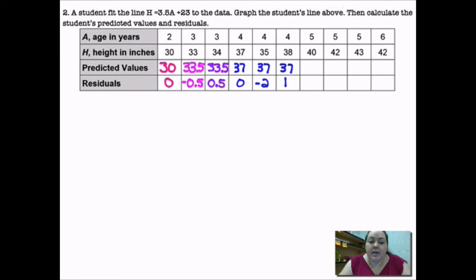Now the next three ages are 5, so 3.5 times 5 plus 23 gives me 40.5 for the predicted value. 40 minus 40.5 is negative 0.5. 40.5 again. 42 minus 40.5 is 1.5. 40.5 again. 43 minus 40.5 is 2.5. And my last data value, the age is 6, so I'm going to do 3.5 times 6 plus 23, which is 44. 42 minus 44 is negative 2.